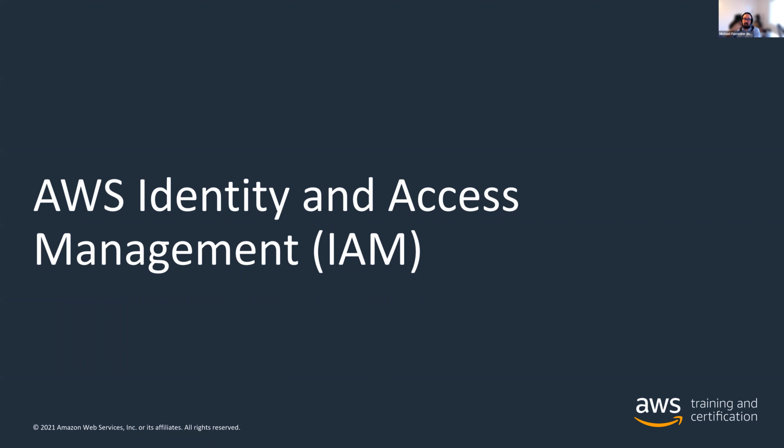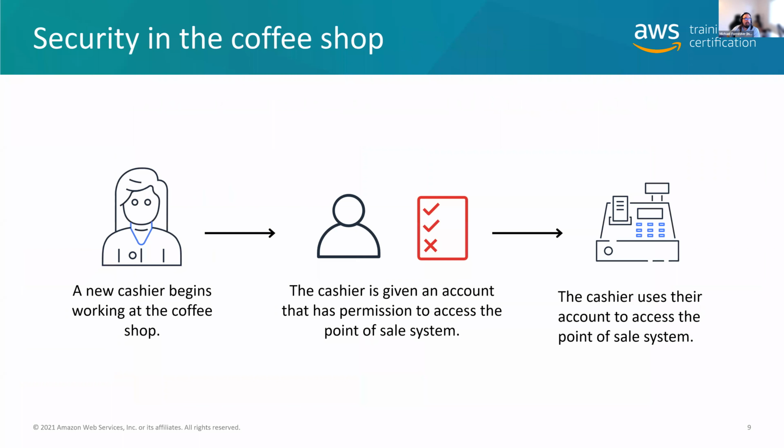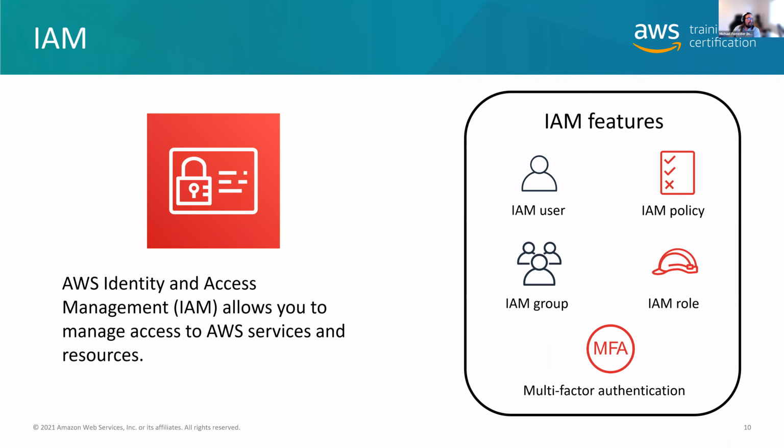That was all just the shared responsibility model. Let's talk about IAM next. IAM is identity access management, and here's the deal. If we have a new cashier starting in our coffee shop and we want to give them access to the point of sale system, we've got to put them in with a username and password or some kind of code that identifies them, right? IAM allows you to manage access to AWS services and resources. So this is only used to give access to AWS resources.